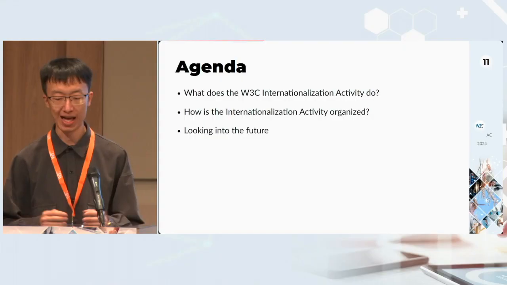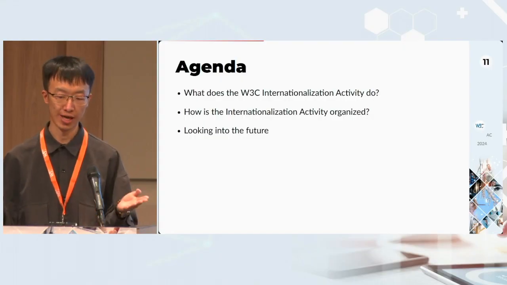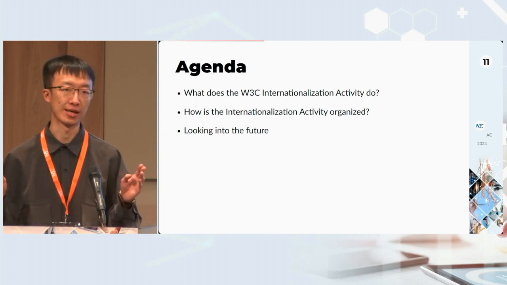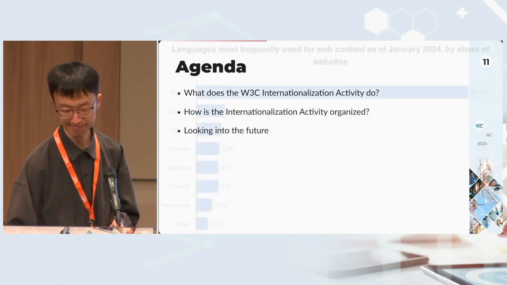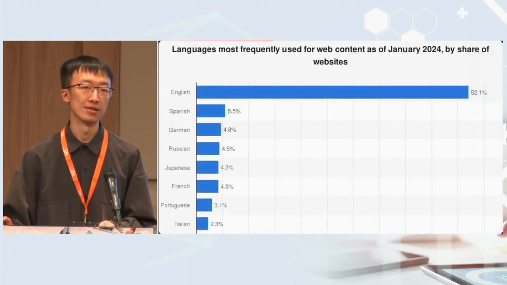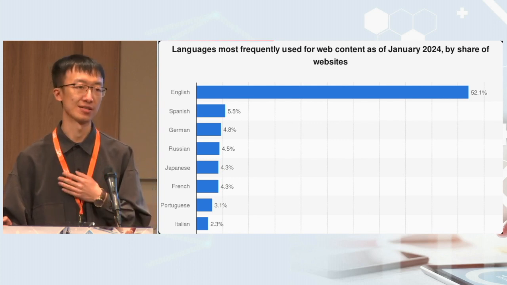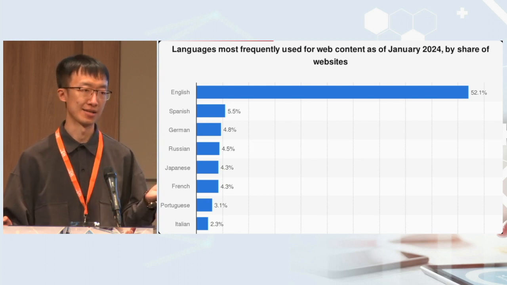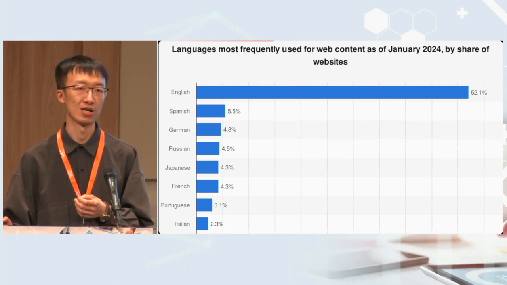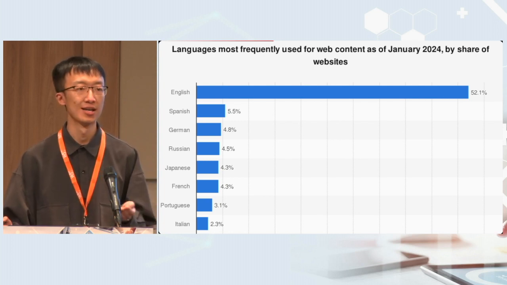So today I'm going to talk about what the W3C internationalization activity does, how the activity is organized, and our future work. Access to the web for all has been a fundamental concern and goal of the W3C since the beginning, and is a natural requirement for web applications given that they can be accessed by people around the world.